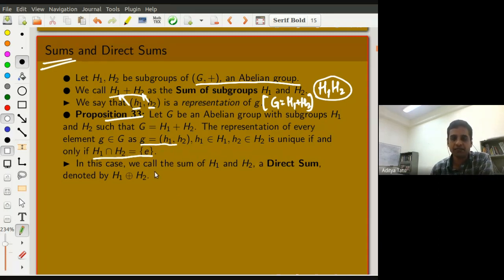And when that happens, we call the sum of H1 and H2, the two subgroups, a direct sum. Okay, and this is the notation.